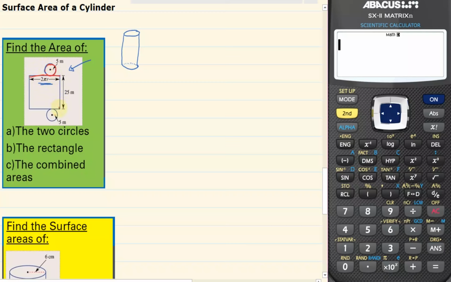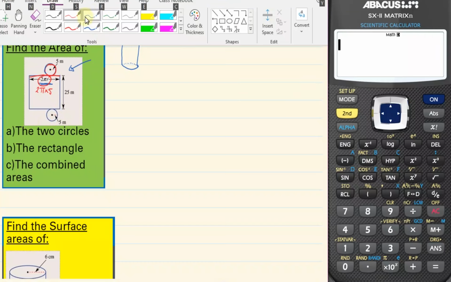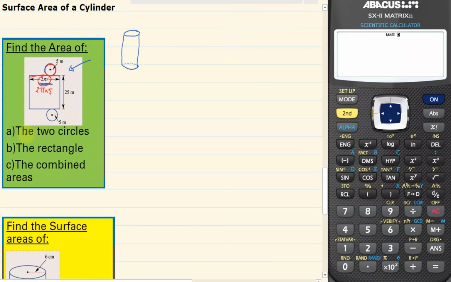We're told the radius is 5. So the length of that becomes 2 pi times 5, because that's the equation for the circumference of the circle. So let's kick on ahead and find the area of the two circles. Let's just go PSA of the two circles.